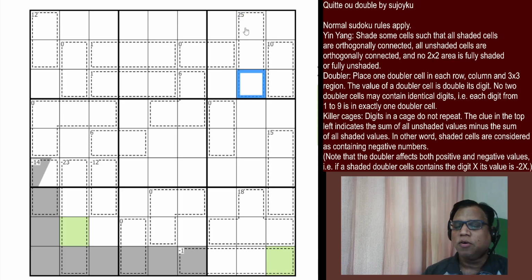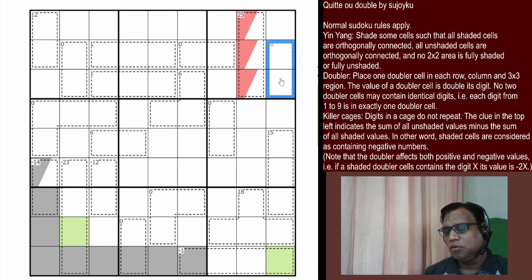25 is interesting, because even if you take the maximum digits, which are 7, 8, 9, the sum is 24. That means some doubler must be involved here, so that the sum can go beyond 24, even if a negative is involved. In fact, if a negative is involved, the doubler value must be high, but one of the doublers must be here. That's for sure. Otherwise, the maximum sum is 7, 8, 9, which is still 24, which is not possible. That means 10 does not have any doubler.